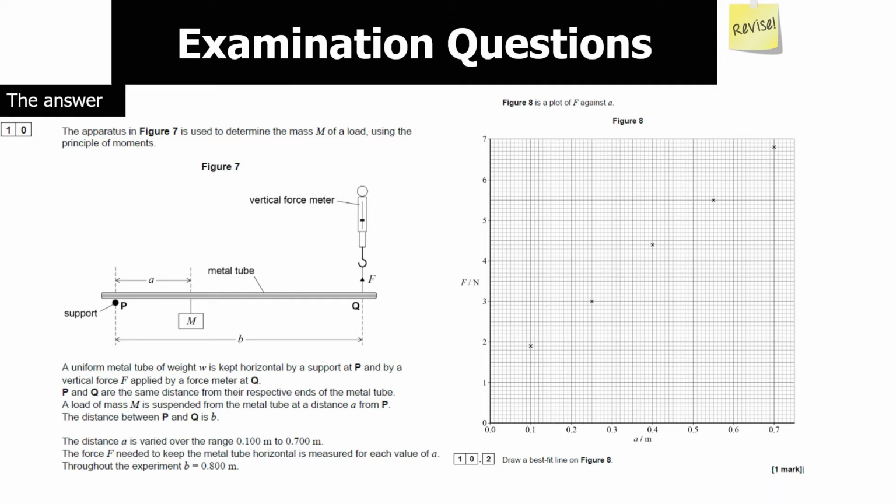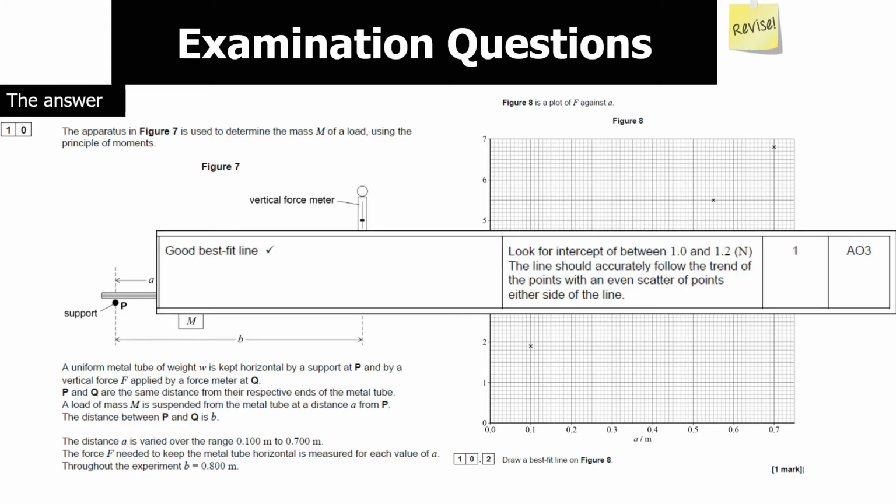Right, as we'll see throughout this particular revision session, it's a very common question to ask you to draw a line of best fit on graphs. So here you should be looking at a good line of best fit. It should accurately follow the trend with an even scatter of points on either side. You'd be looking at an intercept, tracing it back, of about between 1 and 1.2 newtons.